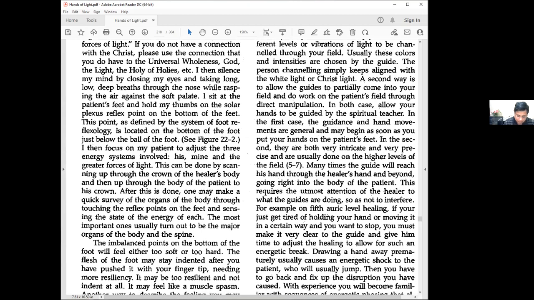I sit at the patient's feet and hold my thumbs on the solar plexus reflex point on the bottom of the feet. This point, as defined by the system of foot reflexology, is located on the bottom of the foot, just below the ball of the foot.